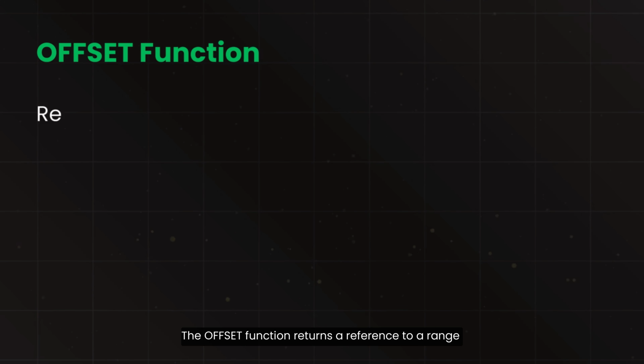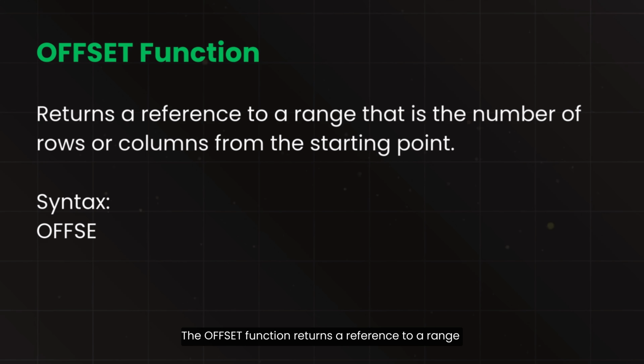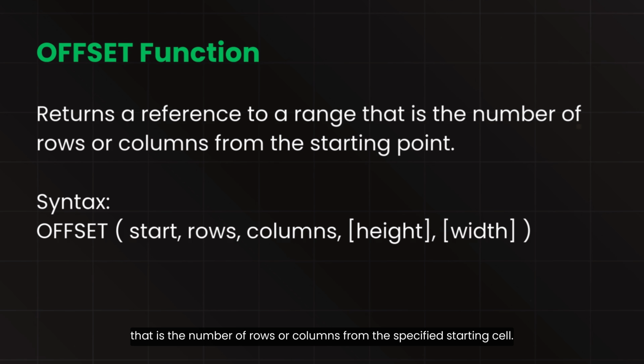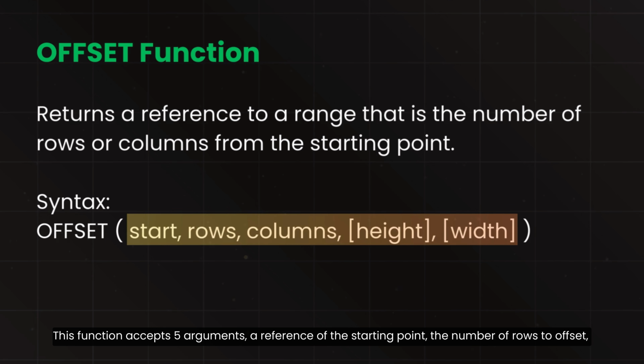The offset function returns a reference to a range, that is the number of rows or columns from the specified starting cell. This function accepts 5 arguments: a reference of the starting point, the number of rows to offset, the number of columns to offset, optional height in rows, and optional width in columns.